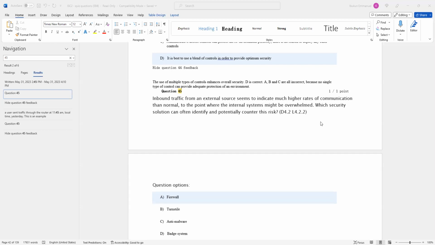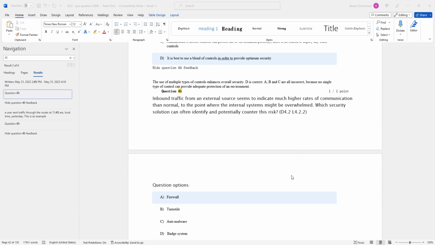Now, let's take a look at question number 45. The question is, inbound traffic from an internal source seems to indicate much higher rates of communication than normal. So there seems to be a lot more communication than normal coming into the organization, to the point where the internal systems might be overwhelmed. And it's now asking which security solution can often identify where this inbound traffic is coming from and potentially counter this risk? Now, the solution, of course, is a firewall.